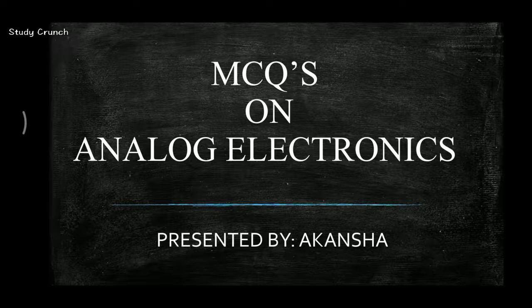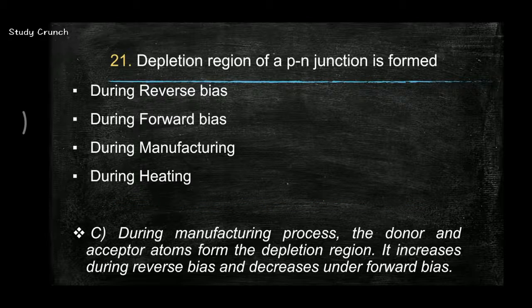Now in this series of MCQs on analog electronics, we'll be looking at more questions. The question asks: the depletion region of a PN junction is formed by reverse biasing, forward biasing, manufacturing, or during heating. So the answer is that the PN junction is formed during the manufacturing. The donor and the acceptor atoms form the depletion region, which increases during reverse bias and decreases under forward bias.